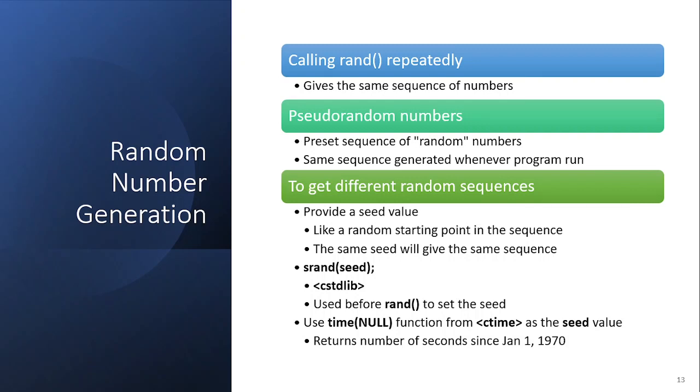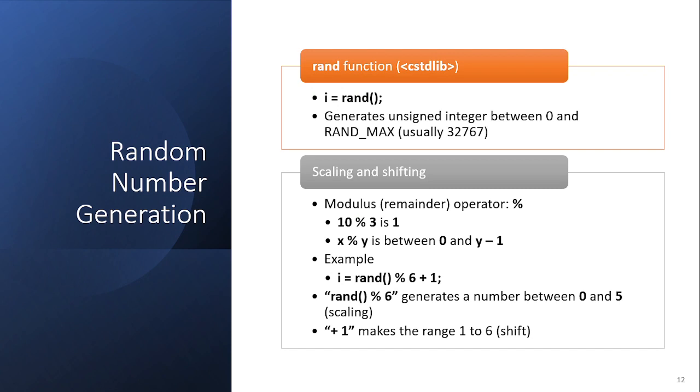Acha, now come back to scaling and shifting. So the rand function, it gives us value between 0 and 32,767.